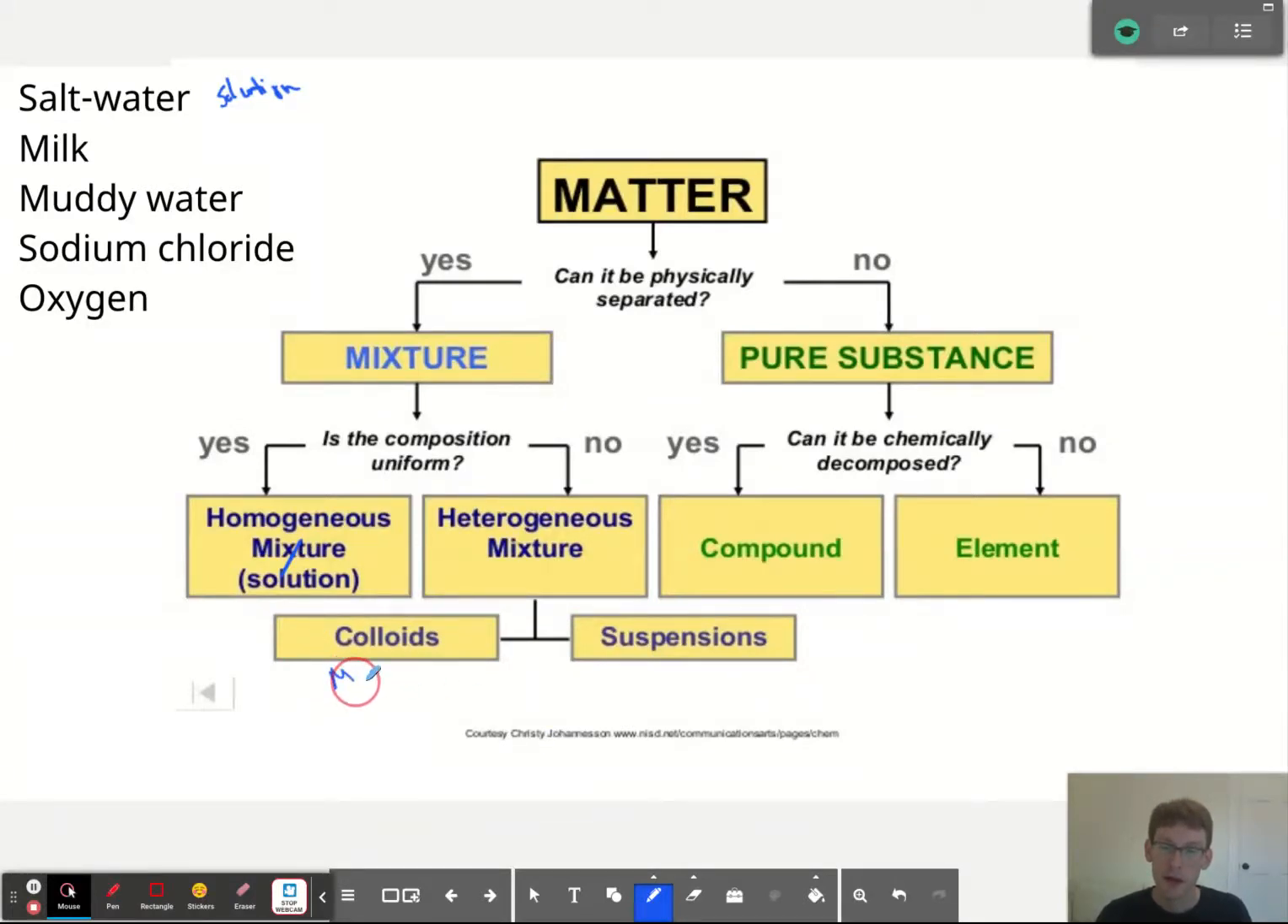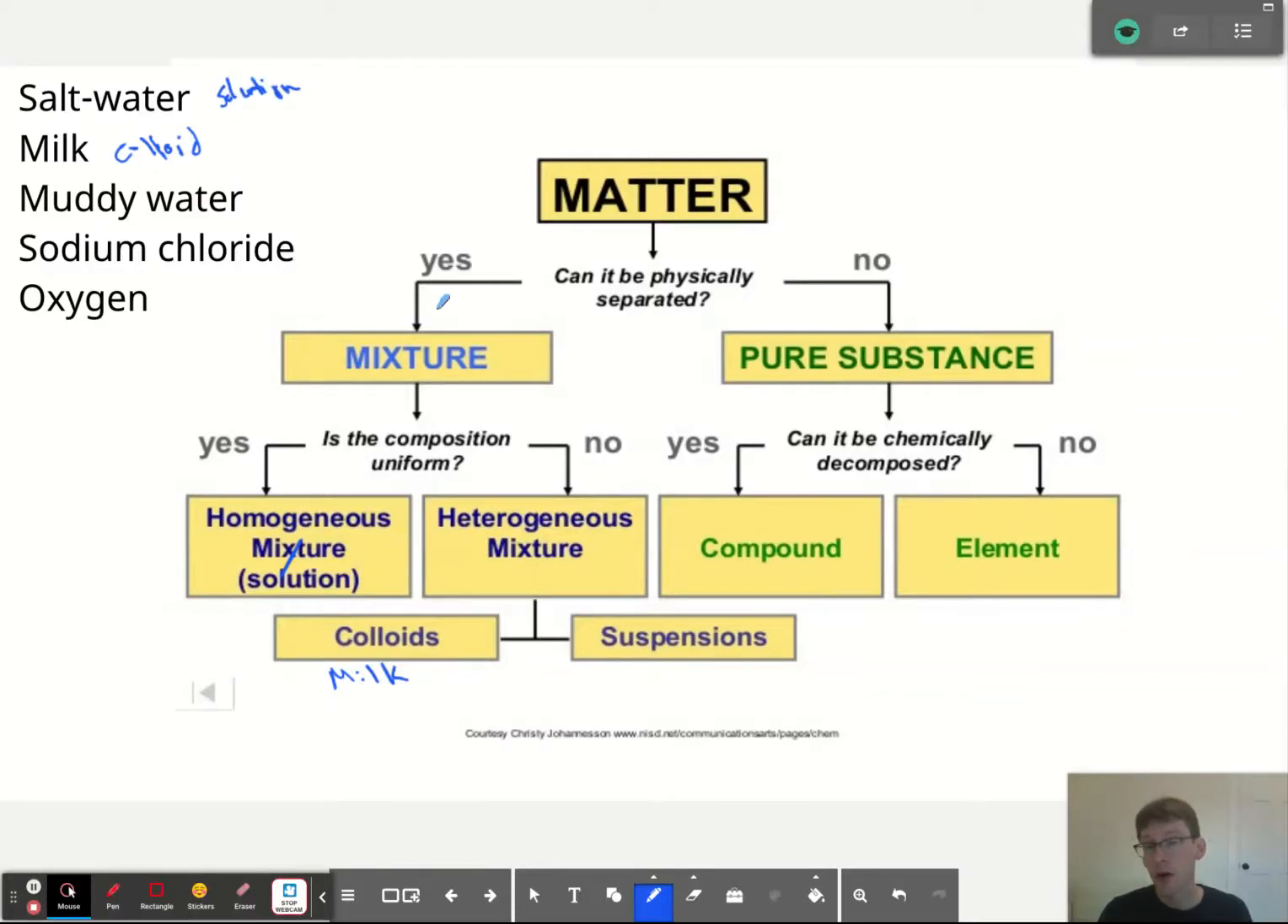This is because the particle size is too big for you to not notice the light reflecting off of the particles, and yet the particles are still very small to the point that you could leave milk out for a very long time and it won't settle. So milk would be a colloid. Muddy water, on the other hand, well, it can be physically separated, and you could actually filter it with really good filter paper.